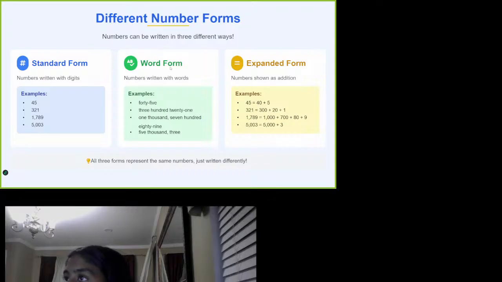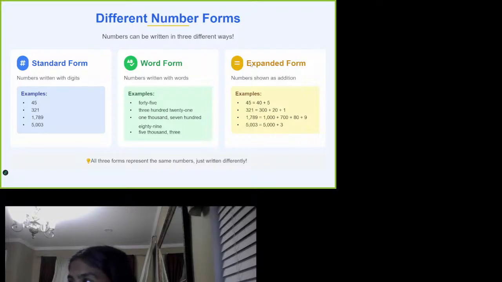The next form is word form, and these are written with words. It describes the number written as letters. So these same numbers, 45, 321, 1,789, and 5,003 are the same as these digits written here.